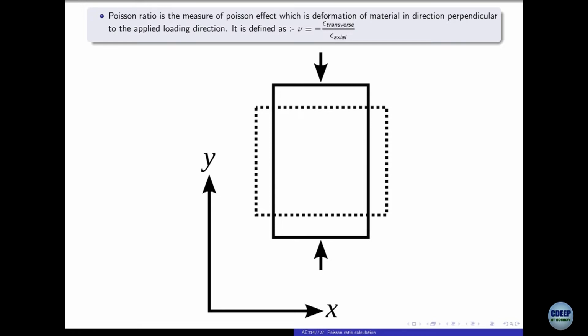Poisson ratio is the measure of the Poisson effect. When we apply a load in one direction, there is deformation in other directions as well. So, it measures the ratio of deformation in a direction perpendicular to the loading direction. It is given by negative of strain in the transverse direction versus strain in the axial or loading direction. In this figure, you can see that we have applied load in the y direction, and because of that there is a deformation in the x direction as well.